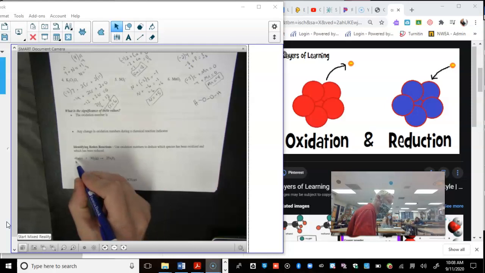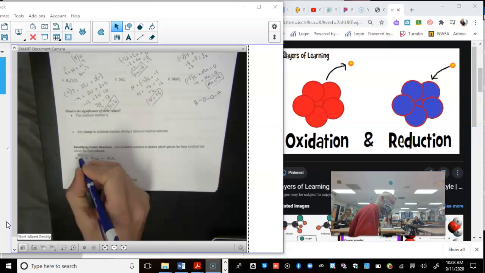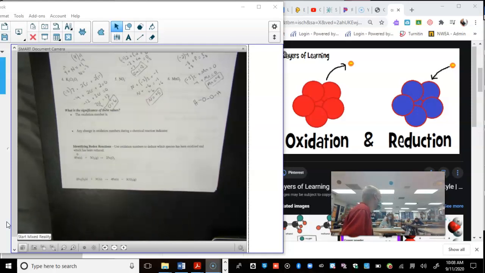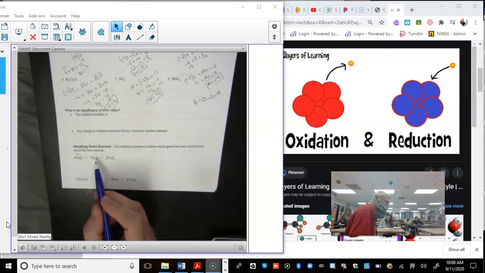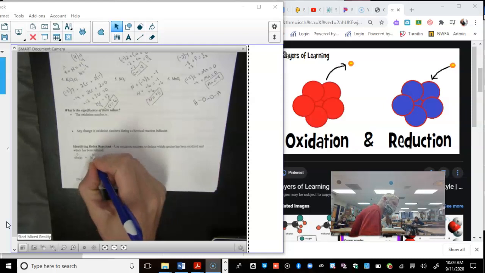So if you have a metal that's solid, what would the oxidation state be? 0. You got it. So anytime you got a diatomic element or a monatomic element like a noble gas, or a metal that's solid, it's 0. Or you could have a gaseous metal, it would still be 0. So anything that's monatomic. So O2, what would that be? 0.